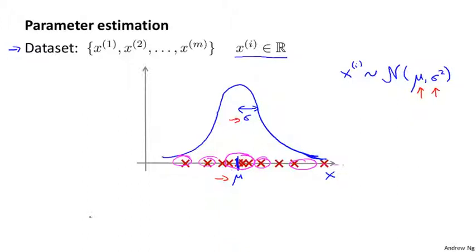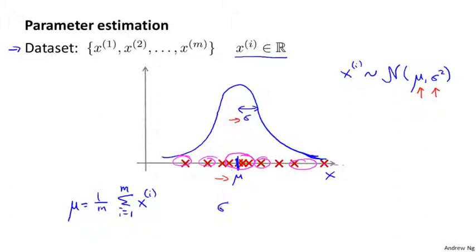So what I'm going to do is write out the standard formulas for estimating the parameters mu and sigma squared. The way we're going to estimate mu is just the average of my examples. So mu is the mean parameter. Just take my training set, take my m examples and average them, and that gives me the center of this distribution.